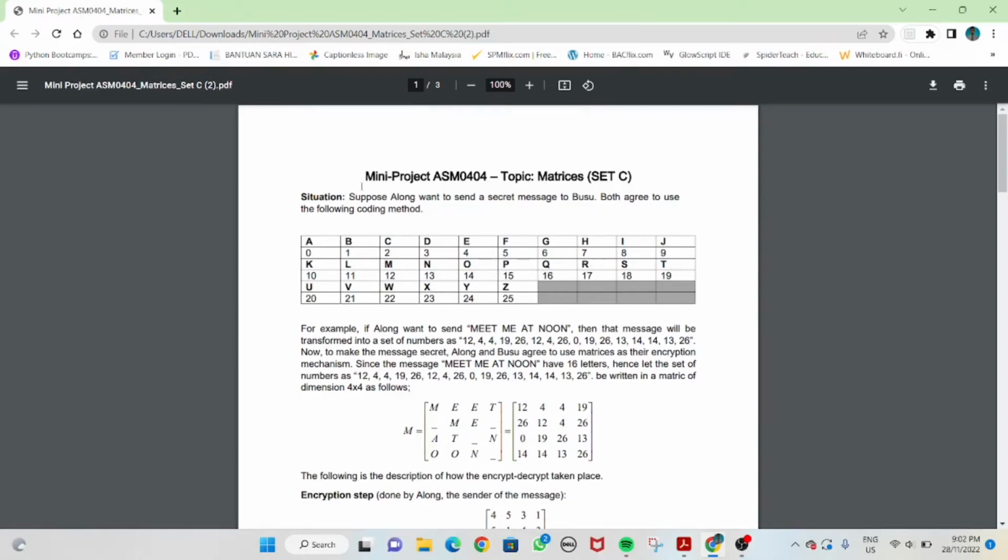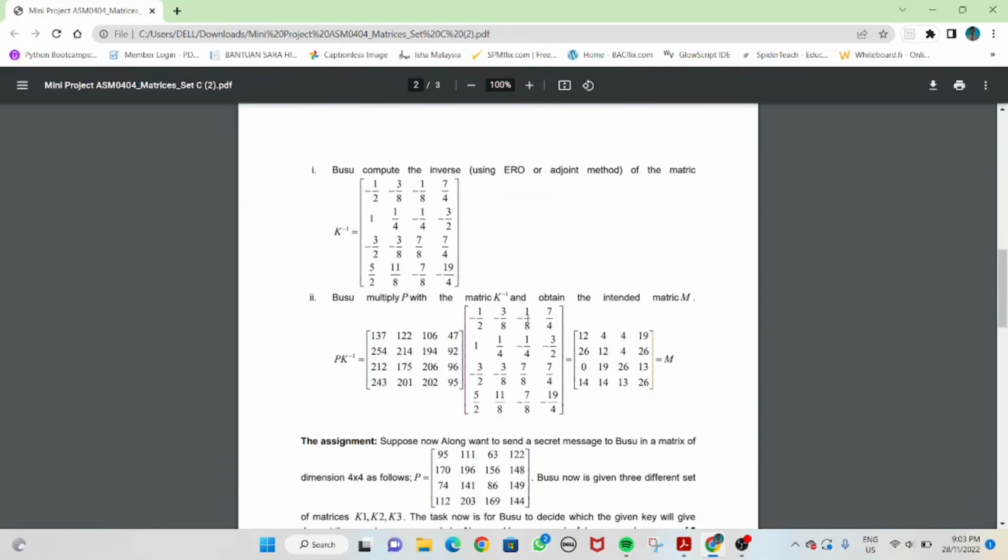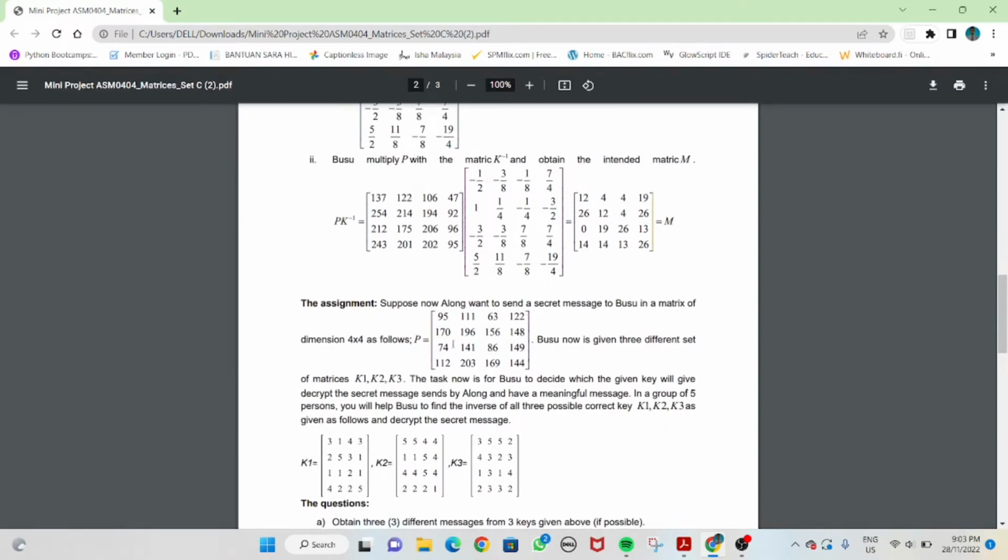Now I will be presenting the mini project for maths, which is ASM 0404. The topic is matrices and this is set C. The situation which we are given is, suppose now Along wants to send a secret message to Busu in a matrix of dimension 4 times 4 as follows. P equals this entire matrix.